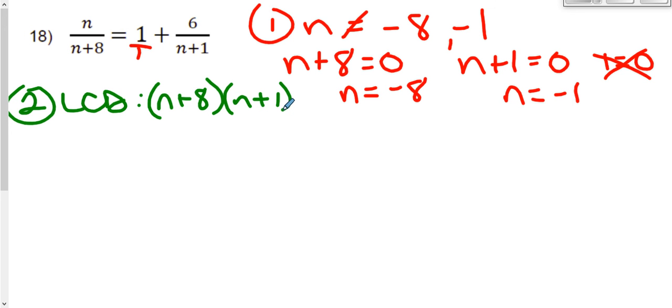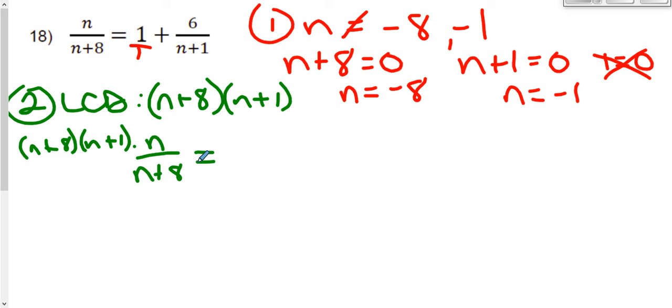The only other denominator is the number 1. Technically, I can multiply that in here, but it wouldn't really change anything. So my lowest common denominator is just going to be the n plus 8 and the n plus 1. And we're going to multiply all three of the terms in my function by this lowest common denominator. So n plus 8 times n plus 1. We'll multiply that by our first term, which is n over n plus 8.